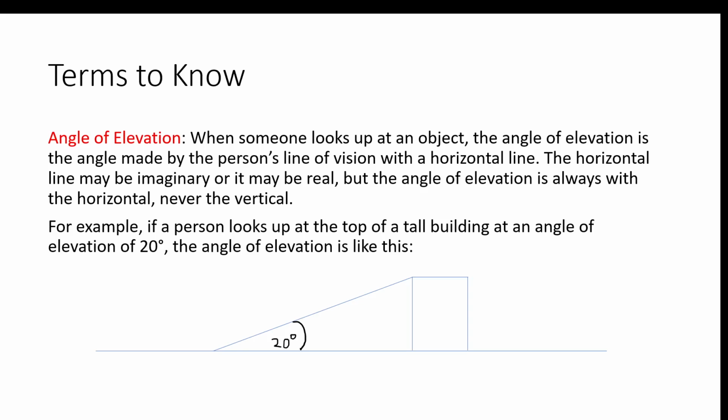When someone looks up at an object, the angle of elevation is the angle made by the person's line of vision with a horizontal line. The horizontal line might be imaginary or it might be real, but the angle of elevation is always with the horizontal and never the vertical. So, for example, if a person looks up at the top of a tall building at an angle of elevation of 20 degrees, the angle of elevation is as shown in the diagram. It's with a horizontal line, not with a vertical line.